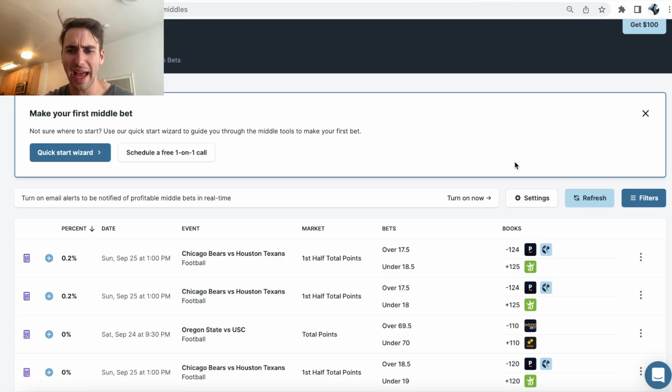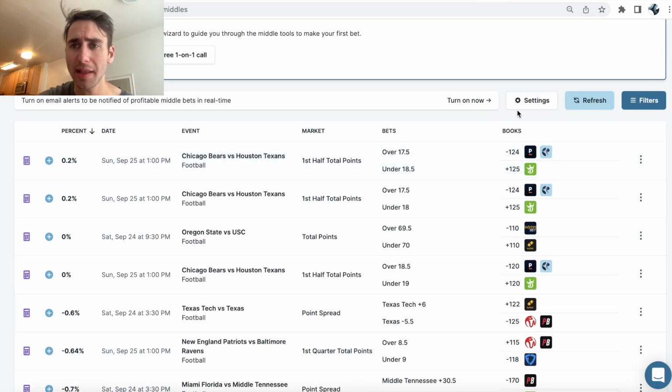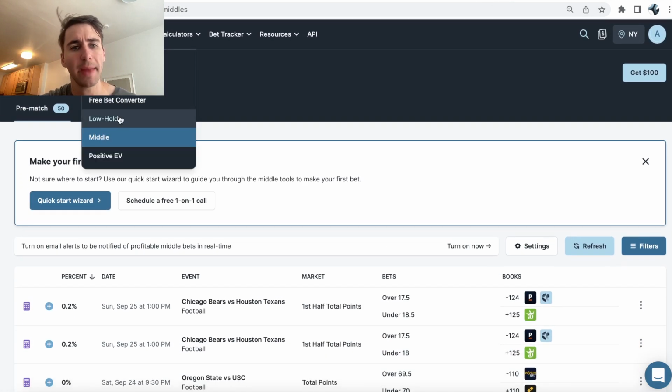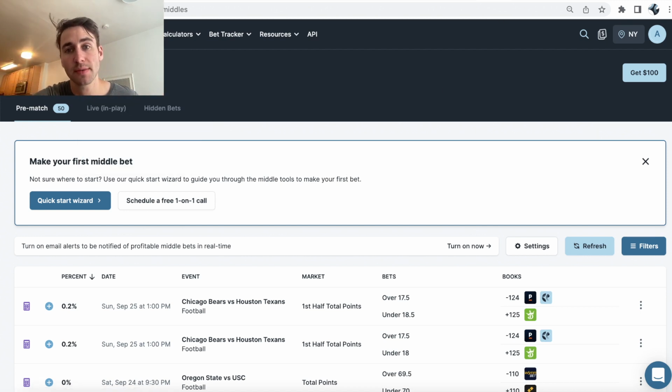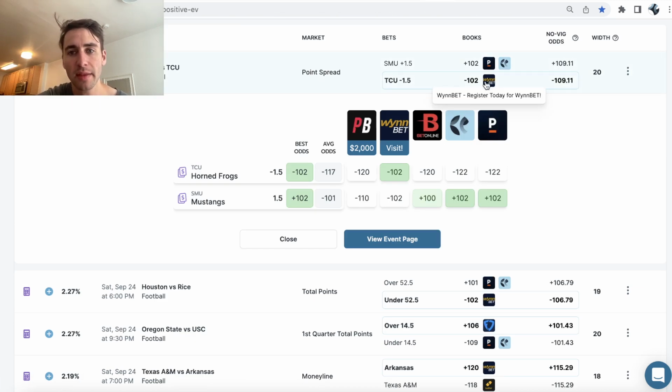Now, the final play I have is from the middle tool. I love this tool on OddsJam, the middle betting tool. What the middle betting tool shows you is quite fascinating. It shows you where sportsbooks are setting the line at completely different levels. So with positive EV betting, this just shows you huge discrepancies, the biggest discrepancies in where sportsbooks are pricing a bet.